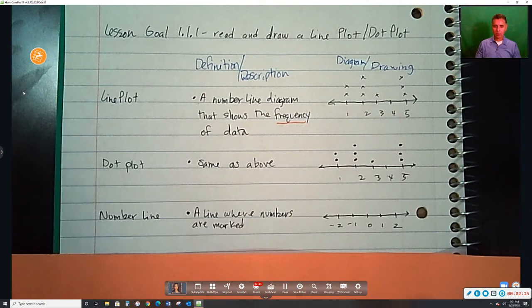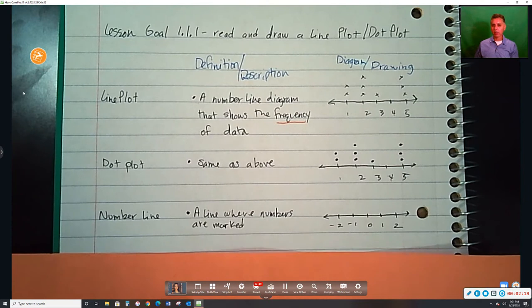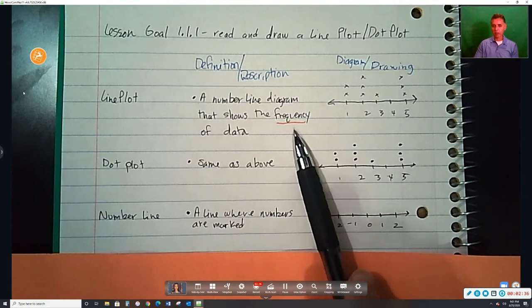So let's go ahead and define number line. You guys know what a number line is. You've seen number lines, you've worked with number lines. That's a number line. It's a line where numbers are marked with equal intervals, right? That's the number line. And then the only other thing I wanted to define here was frequency.